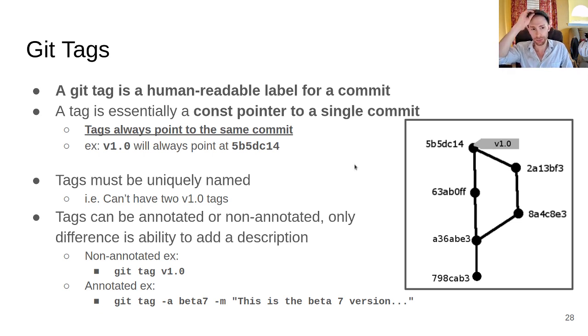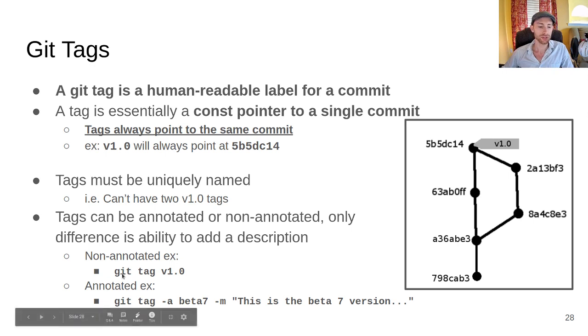There's actually 2 types of Git tags. There's annotated tags and non-annotated tags. Really the only difference there is the ability to add a description to the tag itself. So if you want to do a simple non-annotated tag, they're also called lightweight tags, this is how you do it. Basically, if you're checked out to commit 5b5d, all you have to do is type git tag v1.0. That will create a tag at this location.